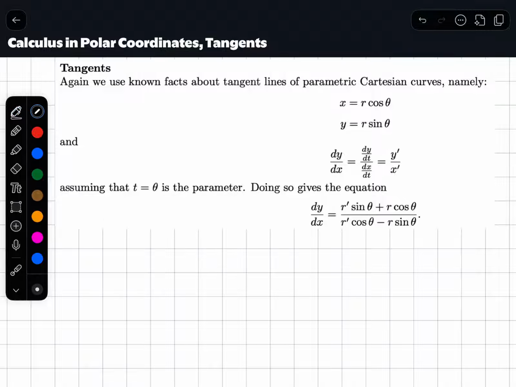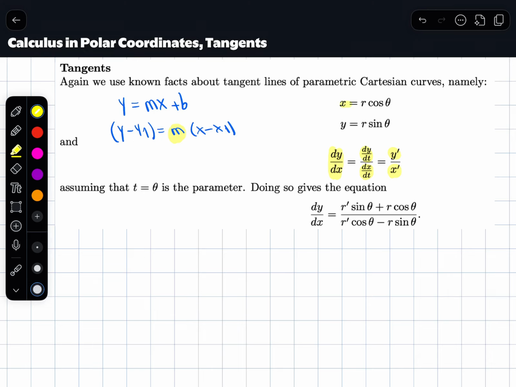Every line has an equation in rectangular coordinates, mx plus b like this, or you can use point slope, like this. And so if you know a point that the line goes through, you're fine. The difficulty then is finding the slope. M is the issue, and same thing as with parametric curves in general, that's dy dx. And we've already seen that this is dy dt over dx dt, that I've agreed to write as y prime over x prime with you.